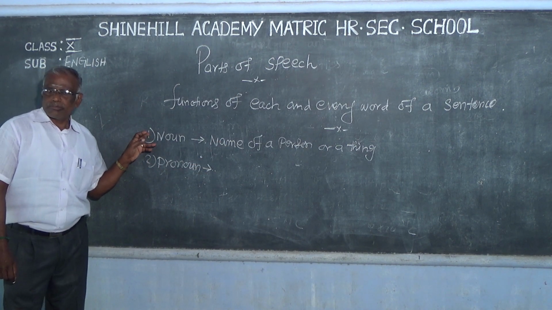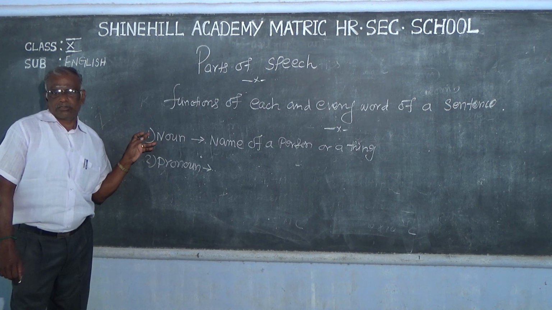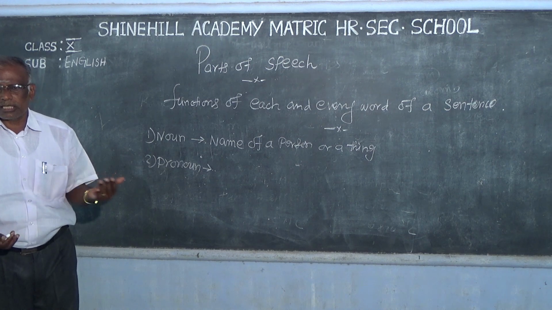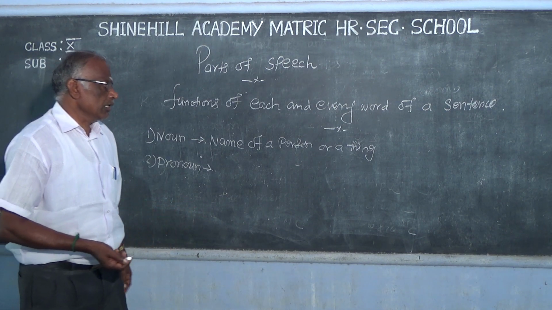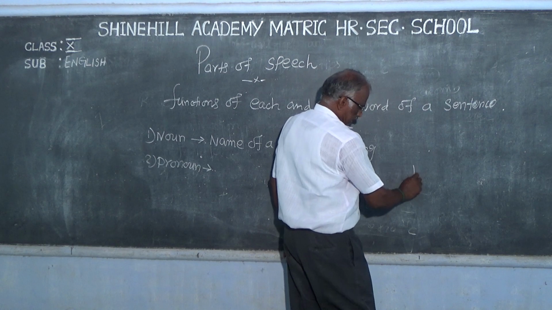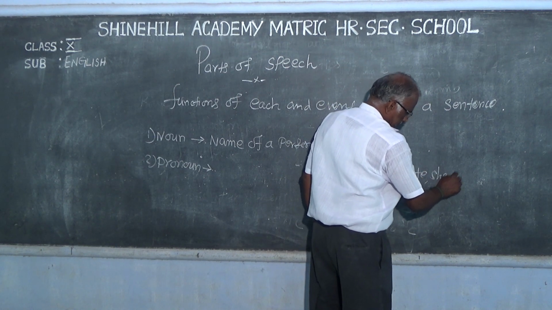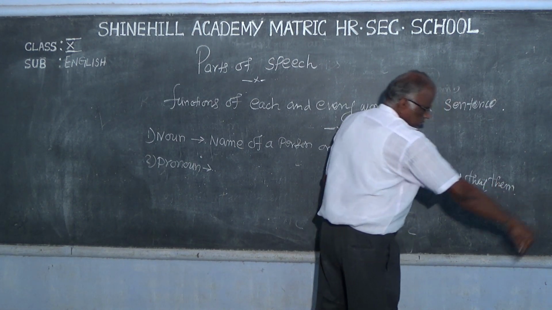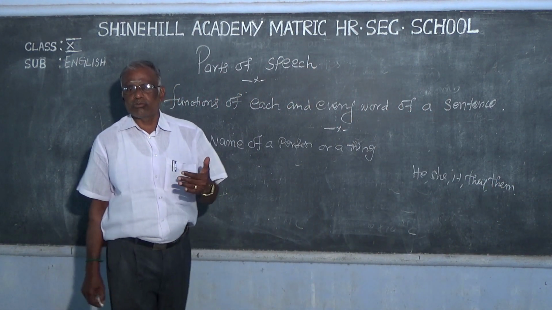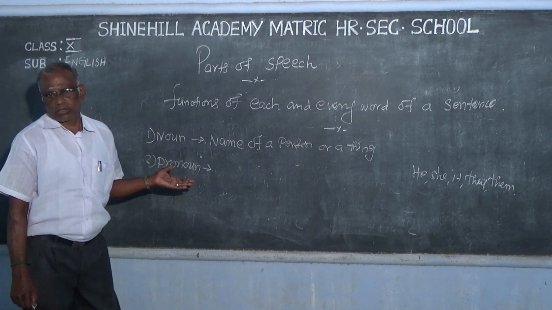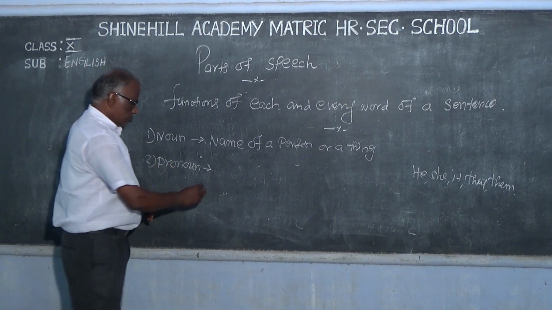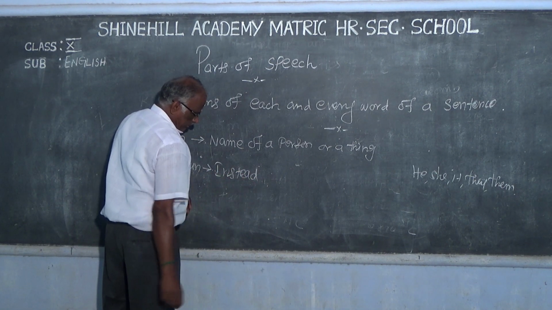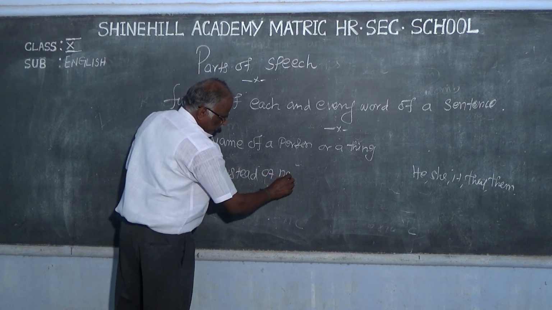Noun means the name of a person or a thing. What's pronoun? Pronoun means we use a pronoun instead of a noun. Take for example, he, she, it, they, them. So instead of using a noun, we use a pronoun. Very clear. In short, we can remember that instead of a noun, we use a pronoun.